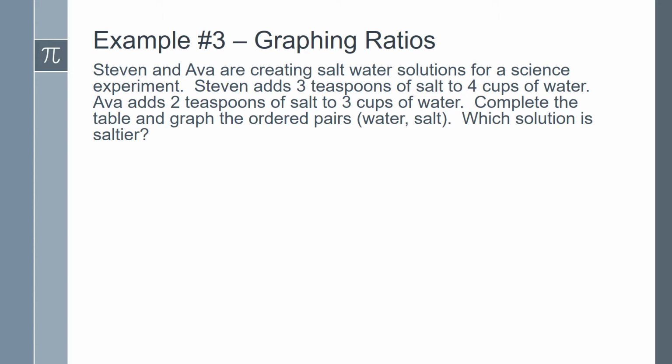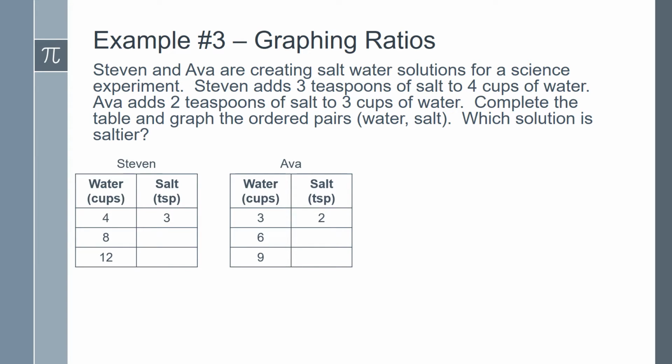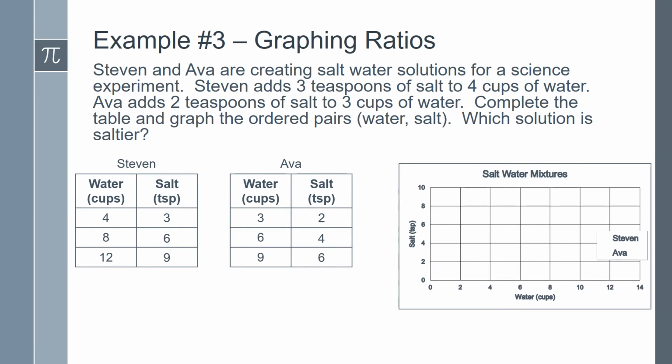Which solution is saltier? So we'll set up a table for each of them, and notice that Steven has 4 cups of water to 3 teaspoons of salt, and Ava has 3 cups of water to 2 teaspoons of salt. We'll fill in the rest of the table, and then we'll set up our graph. I titled it Saltwater Mixtures, with water in cups on the x-axis and salt in teaspoons on the y-axis. Next, we'll use the same method that we've used in the previous 2 examples to graph each of the lines.